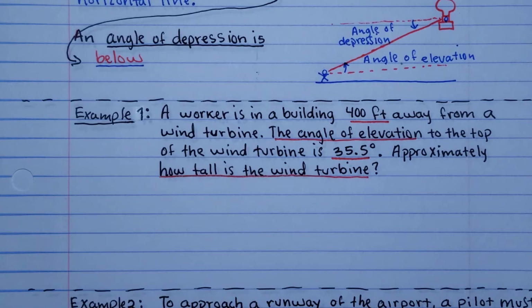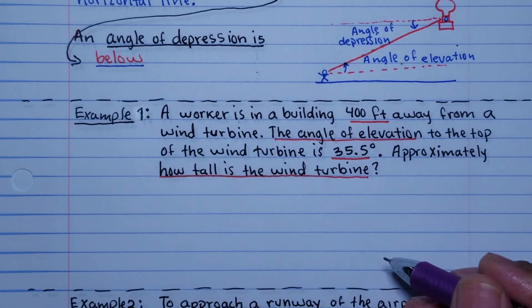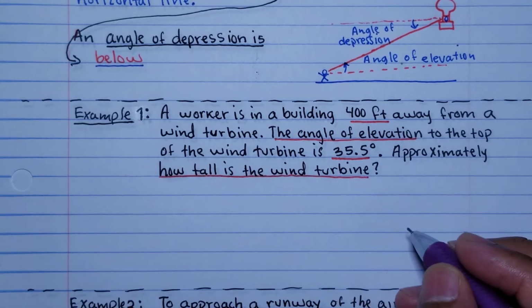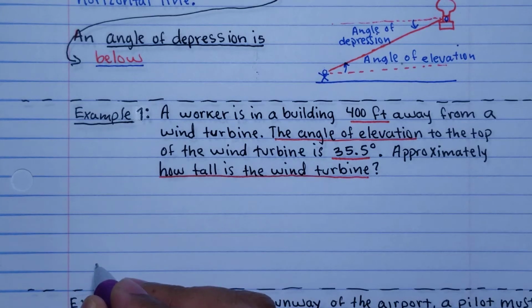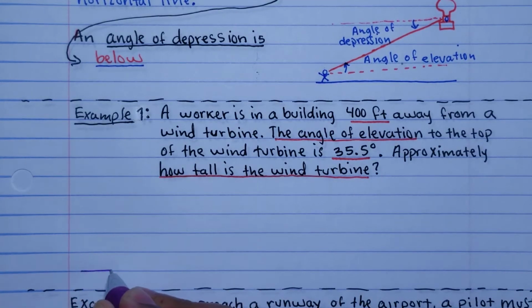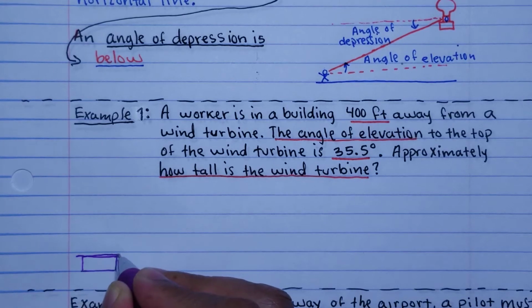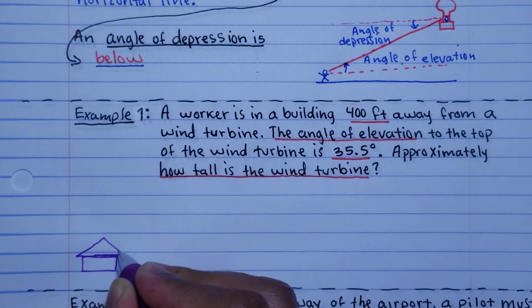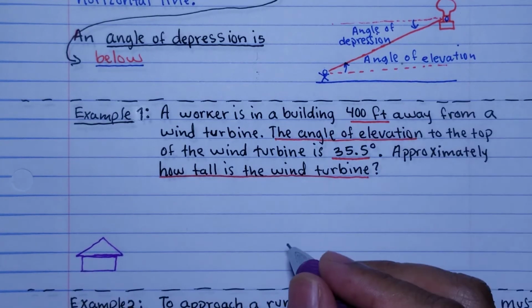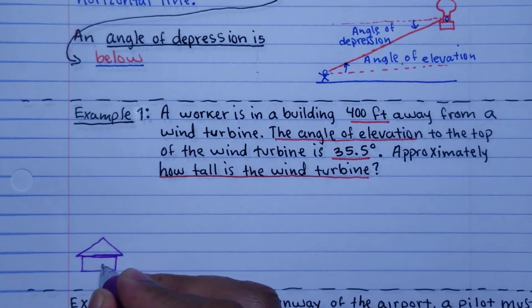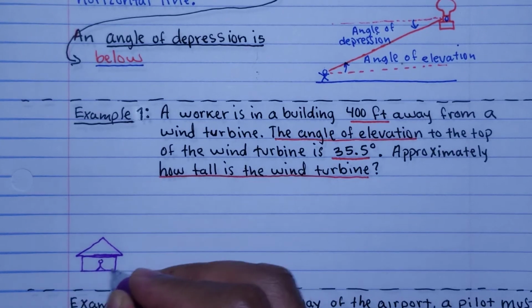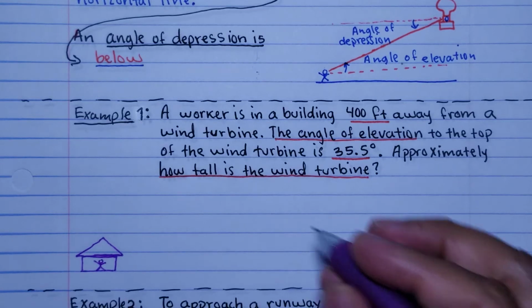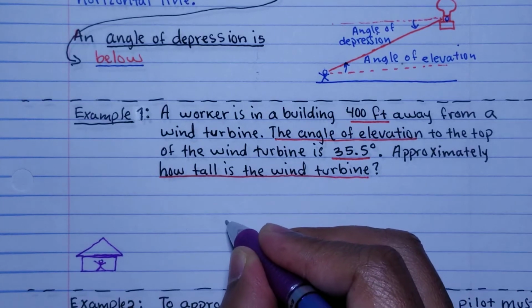So again, to help my brain help me figure this out, what I'm going to do is draw a diagram. So let's say I'm not an artist again, but I think I can assume that this is a house here. Okay, so assume that this is a house. And assume that this house has a triangular shaped roof. And let's say this is the worker. Okay, so that's the worker. And then somewhere here we have the wind turbine.